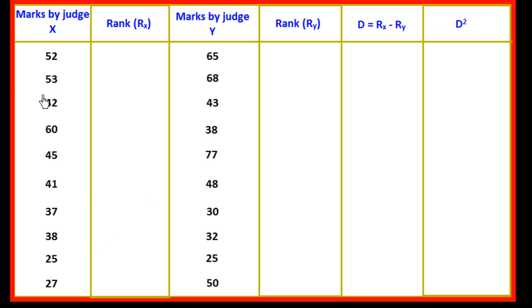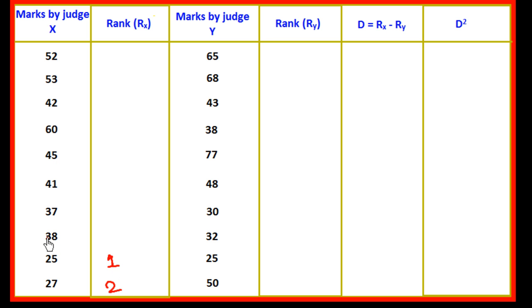Now look here, the marks by judge X are given in 2 digits. So the smallest 2-digit number we see here has 2 in the tens place. The smallest digit in the tens place is 2. We have 2 numbers here with 2 as the tens digit, 25 and 27. So we give rank 1 to 25, the smallest one, and the second rank to 27.